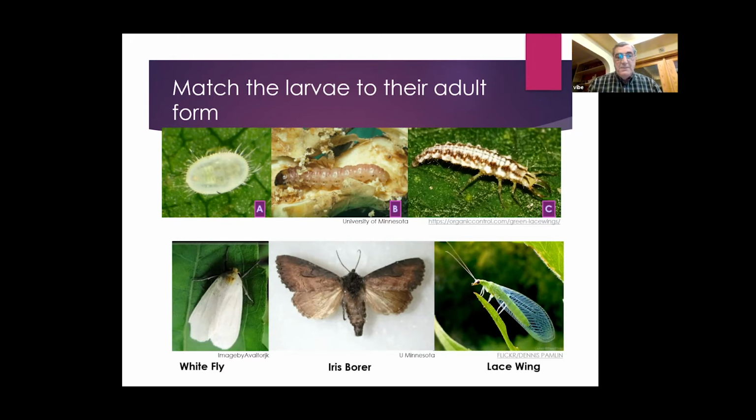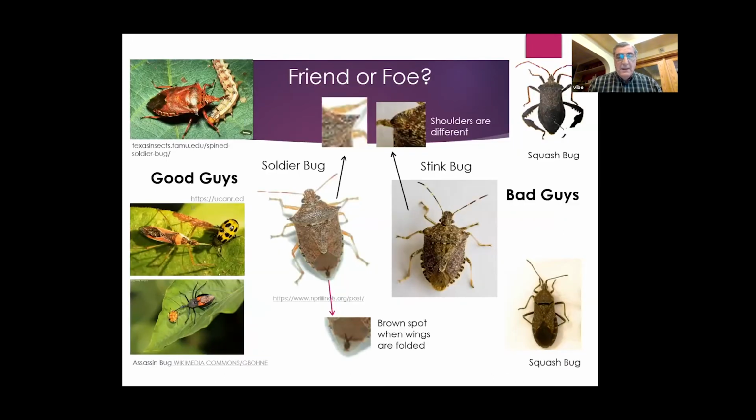Next one. And this is how hard it is to identify friend or foe. Okay, in the middle, you've got a soldier bug, which is a good guy, and next to it is a stink bug, which is a bad guy. And if you just spend a little time looking at that, I defy you to tell me what the difference is.